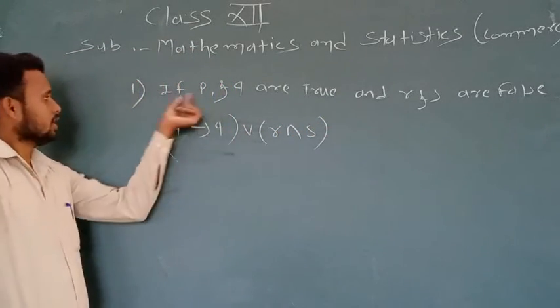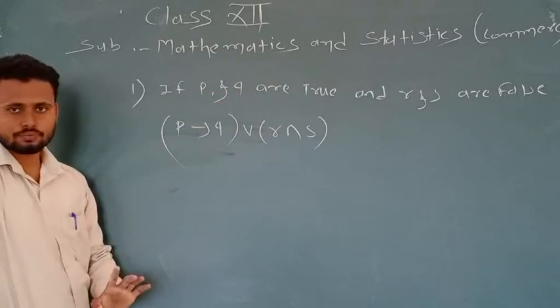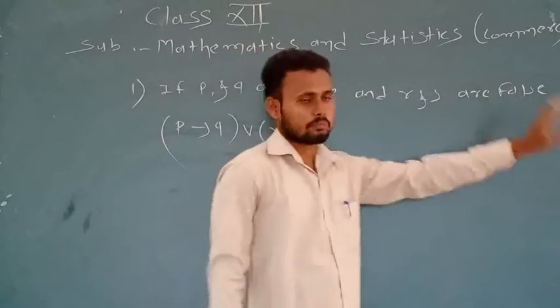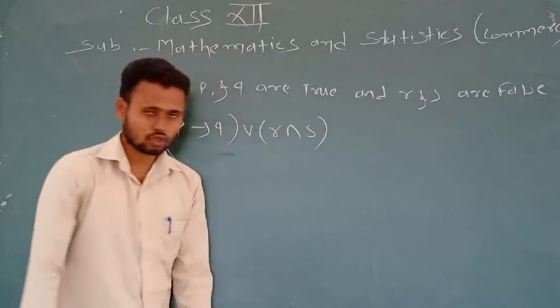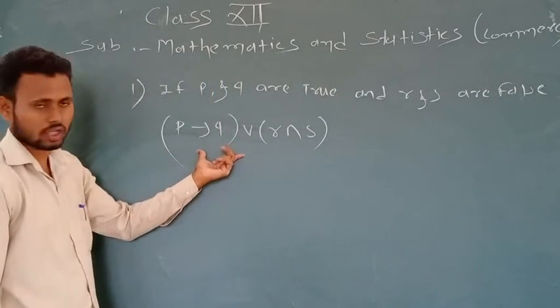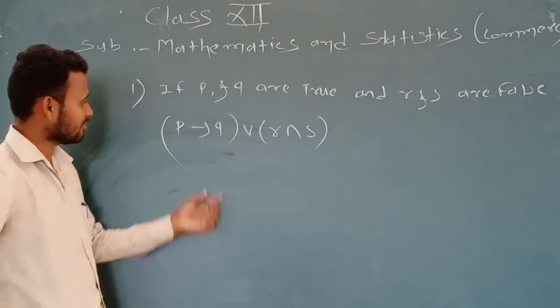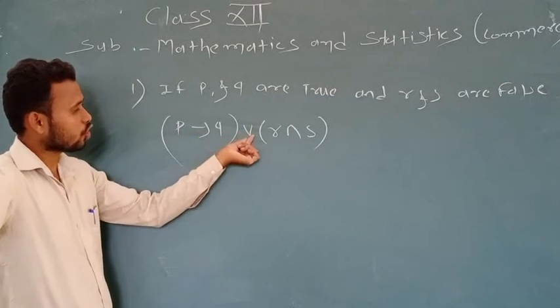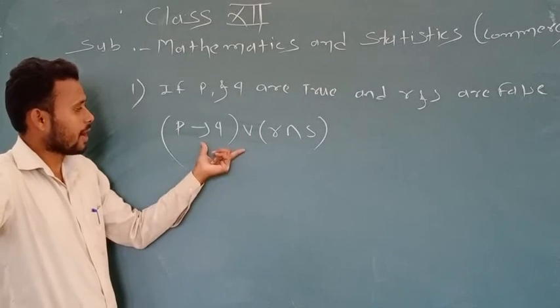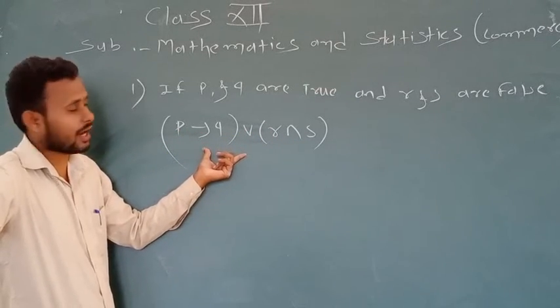Question: if P and Q are true and R and S are false, then find the truth value of the following symbolic statement or compound statement. Statement: P implies Q, join with R meet S. We have to find the truth value of that statement.